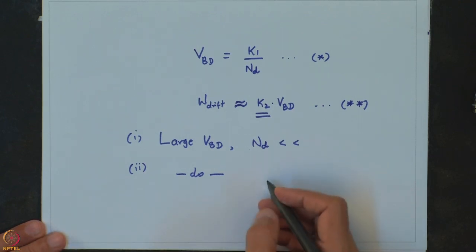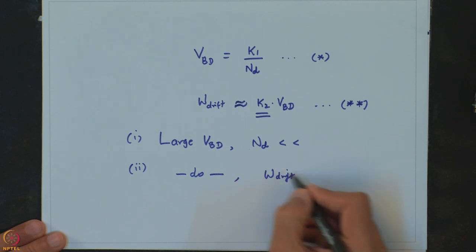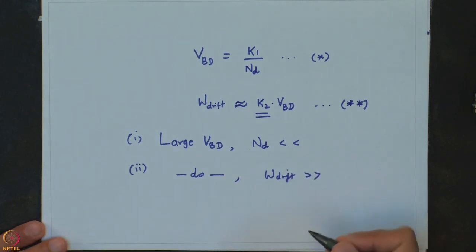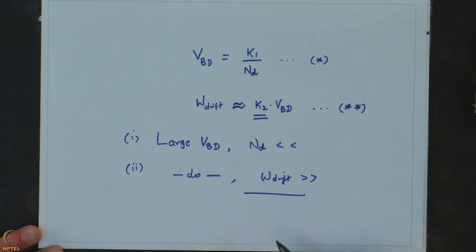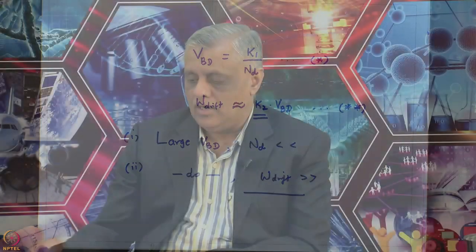And the second observation is that a large VBD will also require a large width of the depletion layer. Which means that my W drift should be large if we want to have a large VBD. Basically, this means that while I apply a large voltage across my PN junction, my drift layer should be able to absorb the entire depletion layer. So, this is the major thing about the power diode.